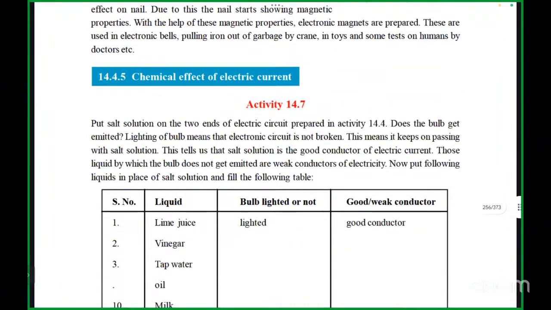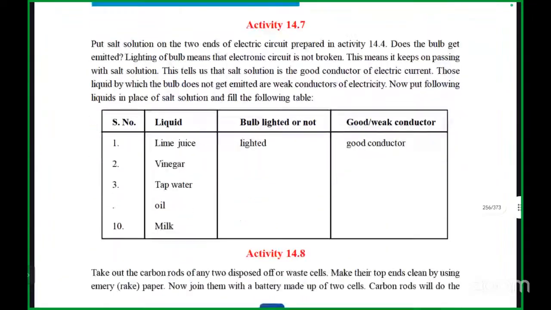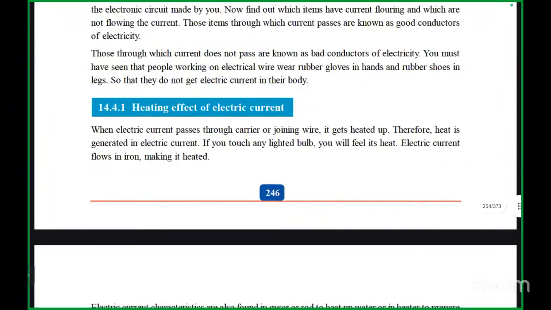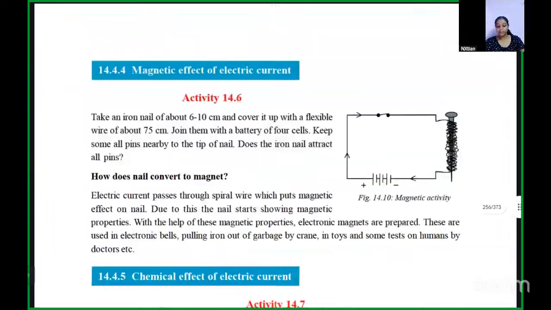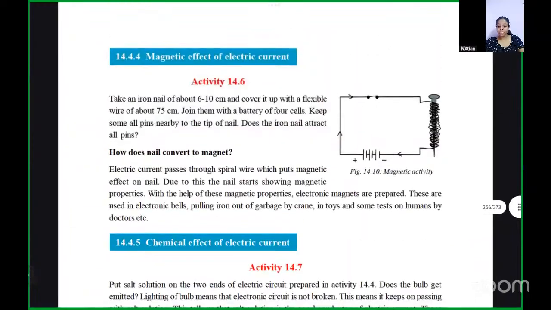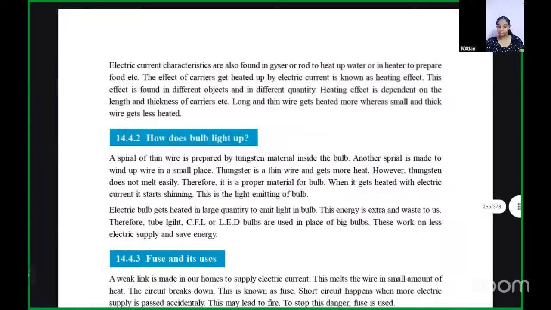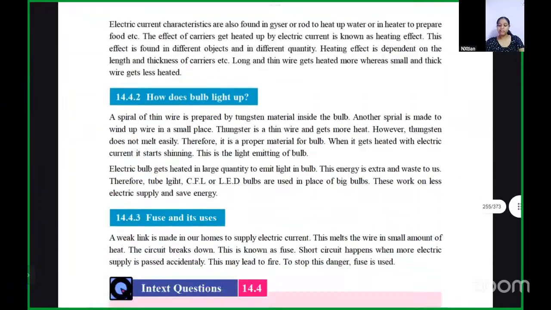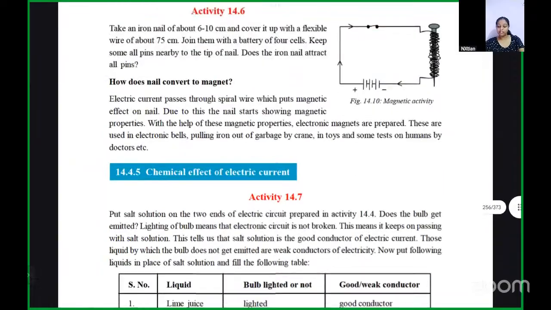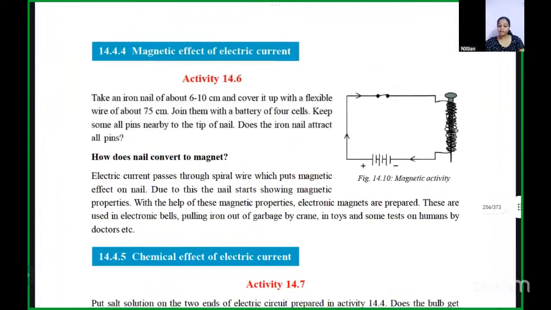Now, yesterday, we were taking a look at what are the effects of electric current. We saw the heating effect of electric current, and then I taught electroplating, which is the chemical effect. We also saw how a bulb lights up, and we also saw about fuse and its uses. Now, magnetic effect of electric current.